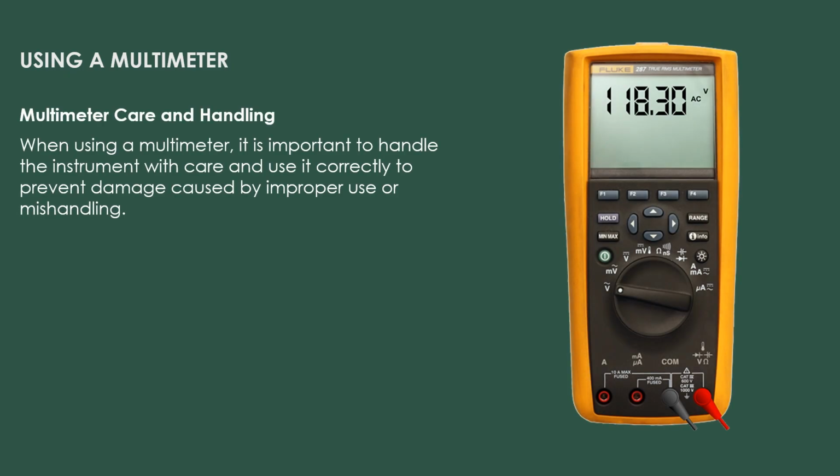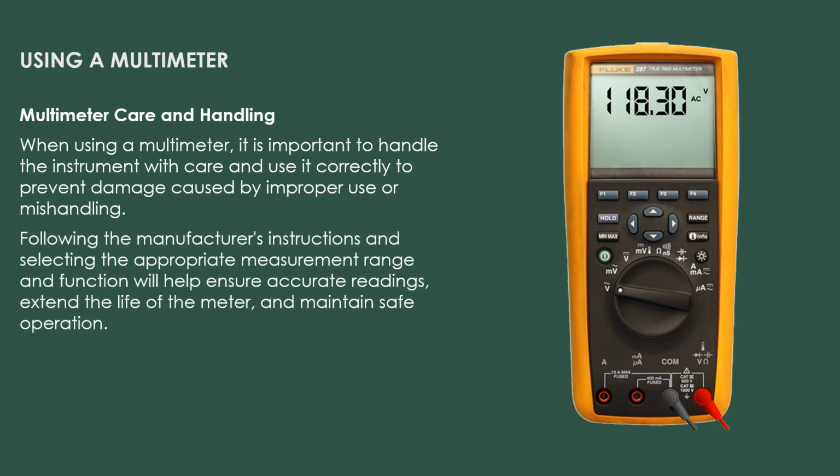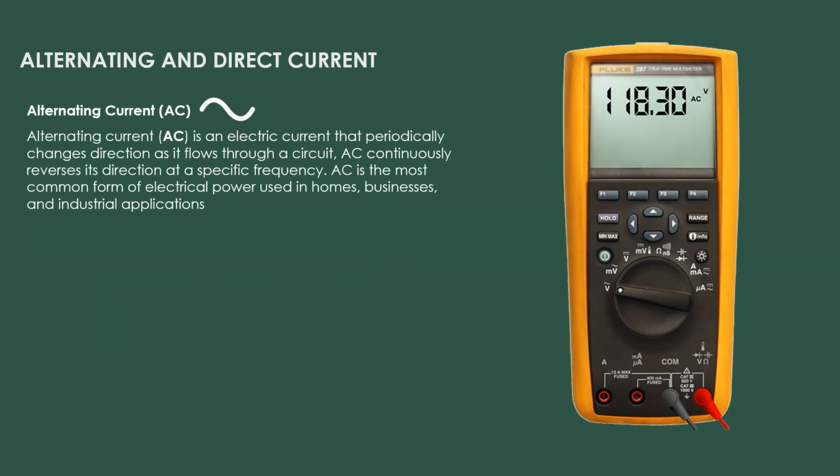Multimeter care and handling. When using a multimeter, it is important to handle the instrument with care and use it correctly to prevent damage caused by improper use or mishandling. Following the manufacturer's instructions and selecting the appropriate measurement range and function will help ensure accurate readings, extend the life of the meter, and maintain safe operation. Before we look at the multimeter functions, it is important to understand the following concepts.